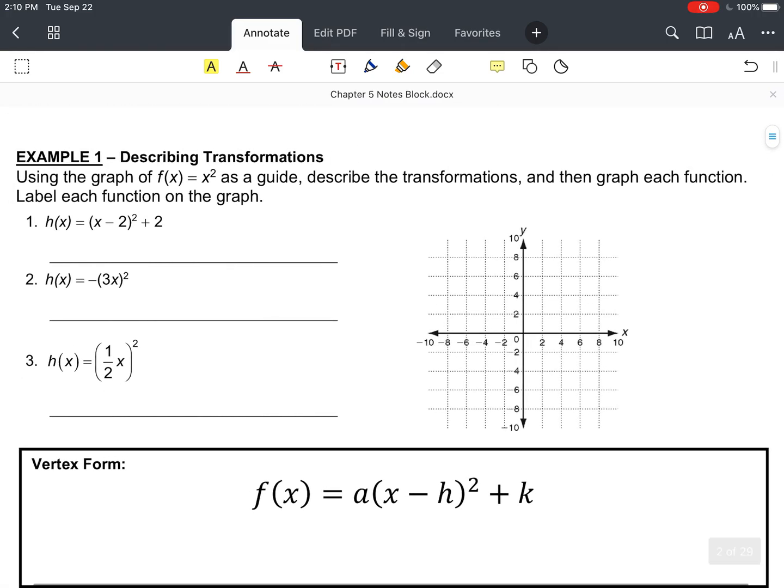So here in example 1, using the graph of f of x equals x squared as a guide, describe the transformations, then graph each function. Label each function on the graph.